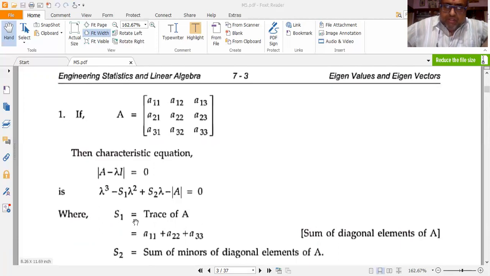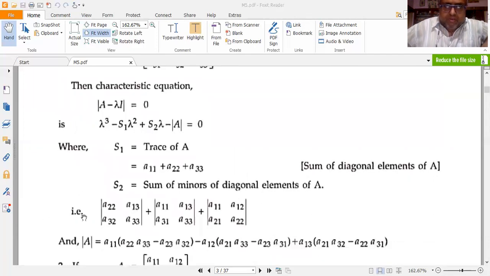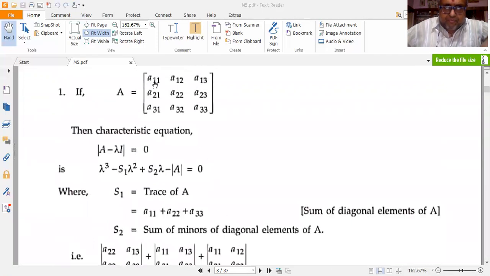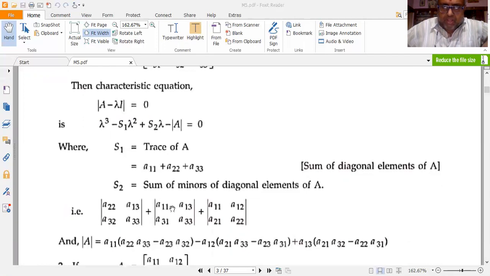Now S1 is equal to the trace of A, which is the sum of the principal diagonal elements. Now S2 is nothing but the sum of the minors of the diagonal elements of A. I hope you know this. So what do we mean by the minors of the diagonal elements? Let me consider the first principal diagonal element A11. S2 is defined as the sum of the minors of the diagonal elements of A. So minor means its minor matrix.